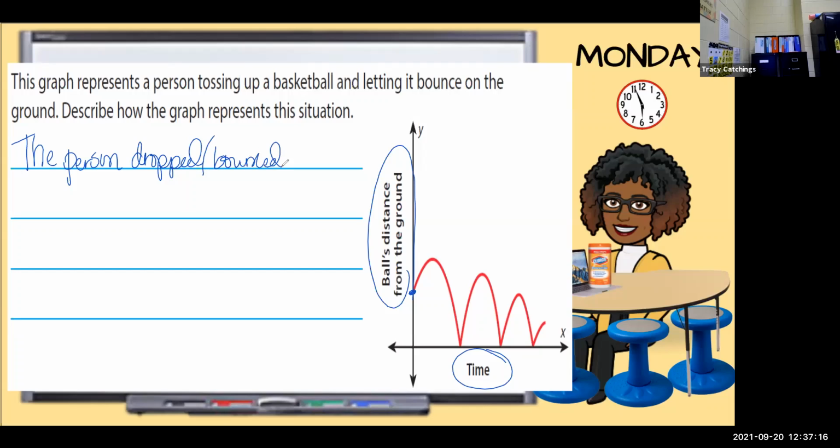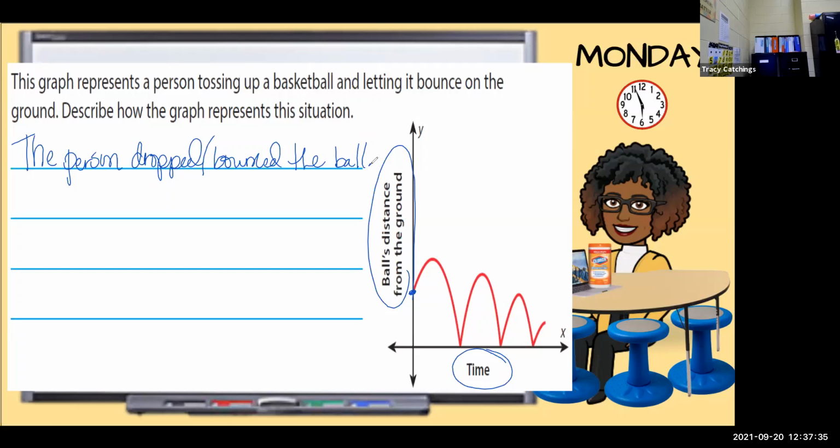You can do a demonstration of the model on your paper. You don't have to copy the question, but yes, you do need to write the description, and then it'll be in your notes, something you can look back at. So the person dropped a basketball.